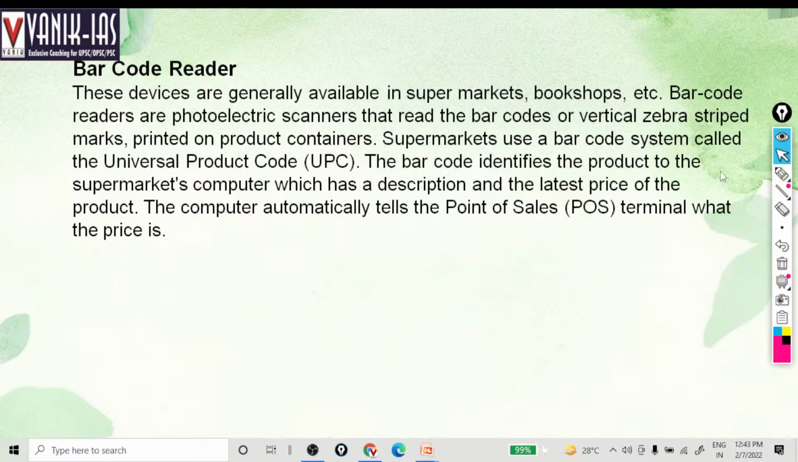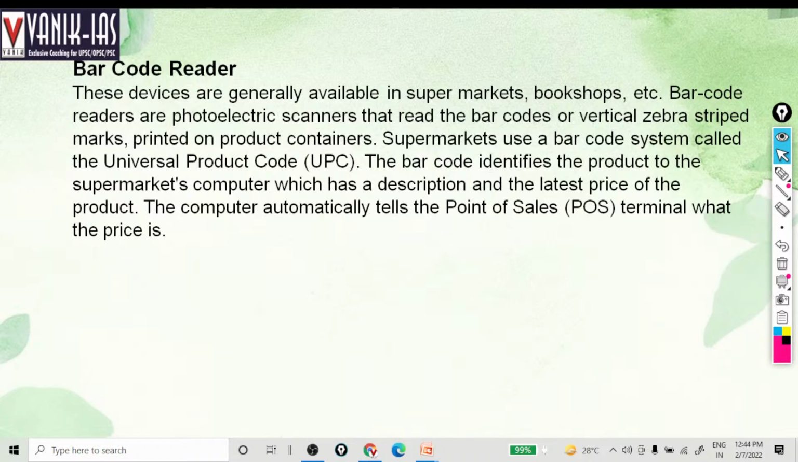Then barcode reader. You will see barcode readers in shopping malls. They will read the barcode, and accordingly they will know the price of a particular food, whether it is original or not. These devices are generally available in supermarkets and bookshops. Barcode readers are photoelectric scanners that read barcodes, the vertical zebra strip marks printed on the product containers.